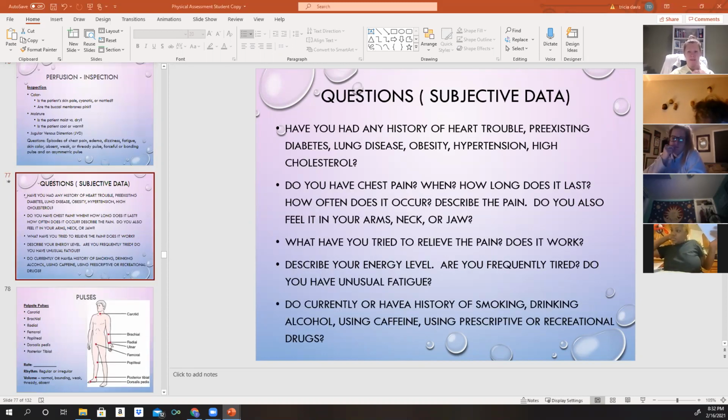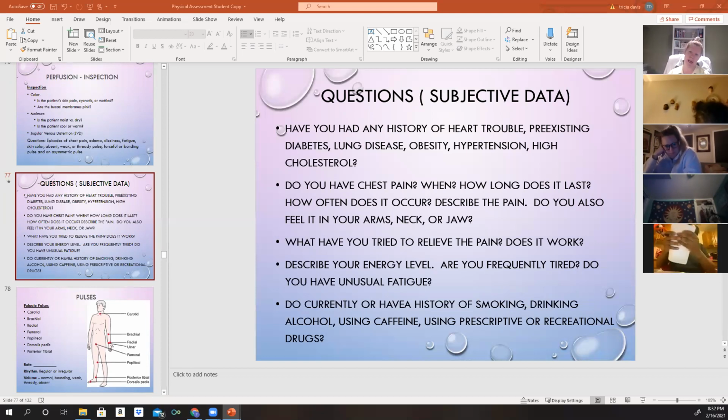So, some subjective data. You want to find out: do they have a history of any heart trouble, pre-existing diabetes? Do they have any heart history in their family, cardiac history? Did anybody before the age of 42 in their family have a heart attack? Their parents or grandparents, sisters or brothers. Issues with lung disease. Have they had issues in the past with obesity, if they're not obese sitting in front of you? Hypertension, do they have high cholesterol?